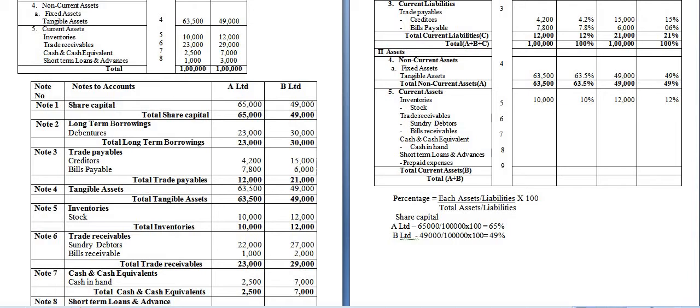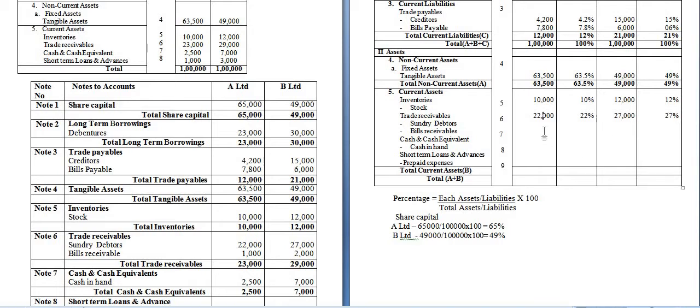Sundry debtors amount 22,000. Okay, 22,000, and percentage: 22,000 divided by 1 lakh into 100 is 22%. Okay, next one, B Limited, it is 27,000. Okay, so right here 27,000, percentage: 27,000 divided by 1 lakh into 100 is 27%.